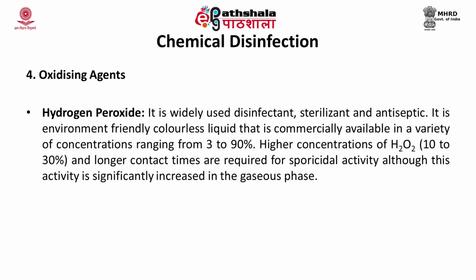Hydrogen peroxide has broad spectrum efficacy against viruses, bacteria, yeast and bacterial spores. Generally, greater activity is seen against gram-positive bacteria than gram-negative bacteria. How? Because the presence of catalase or other peroxidase enzymes in these organisms can increase their tolerance to hydrogen peroxide. Higher concentrations of hydrogen peroxide in the range of 10 to 30% and longer contact times are required for sporicidal activity, although this activity is significantly increased in the gaseous phase.